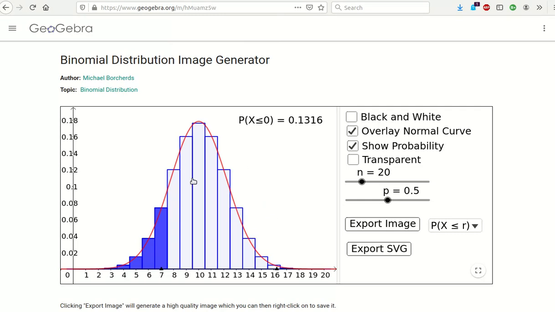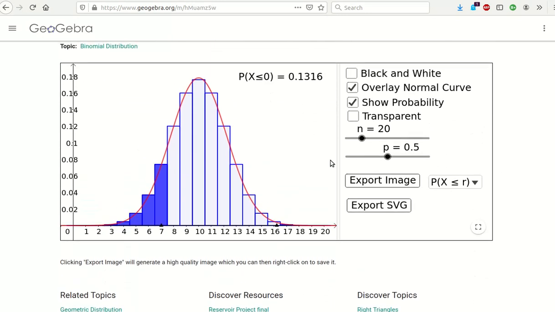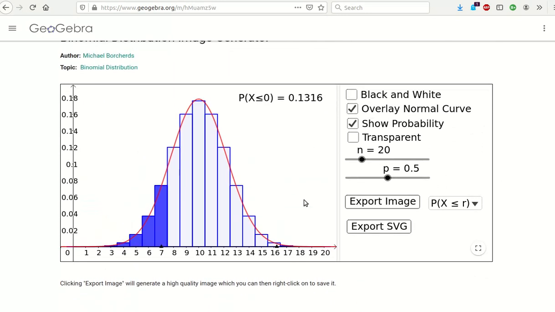By the way, where did I get this binomial distribution image generator? I just Googled it. Somebody else has done the hard work on GeoGebra and programmed it so that it will actually overlay the normal curve on the binomial distribution. And you'll see each time why we use that 0.5 continuity correction.